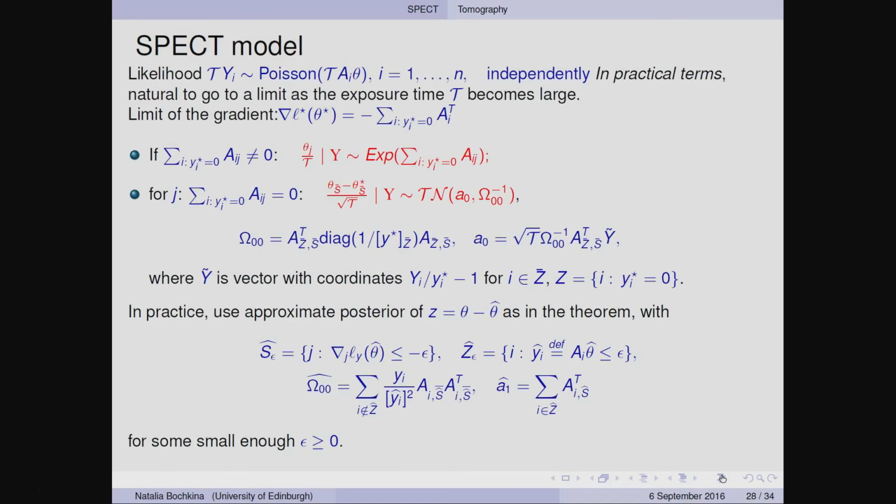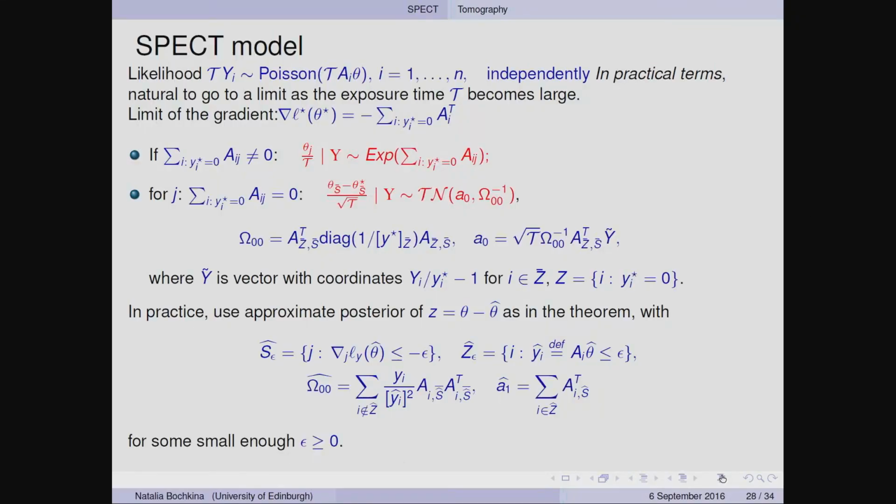So this is just an illustration of how this works on the original SPECT model. The gradient here, at least as determined by the log likelihood in the limit, is just the sum over those observations which have value 0 of the transpose columns of A, I think. If it is non-zero, then we have an exponential limit, and otherwise, if it's 0, it could be either normal or truncated normal. And so we do the comparison with the approximations, robust approximations from the MCMC output.